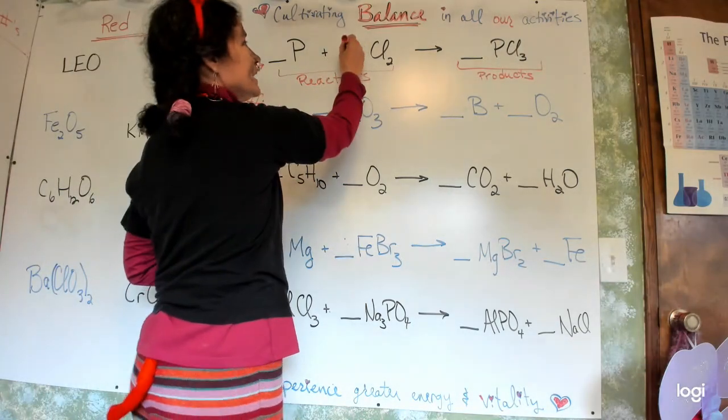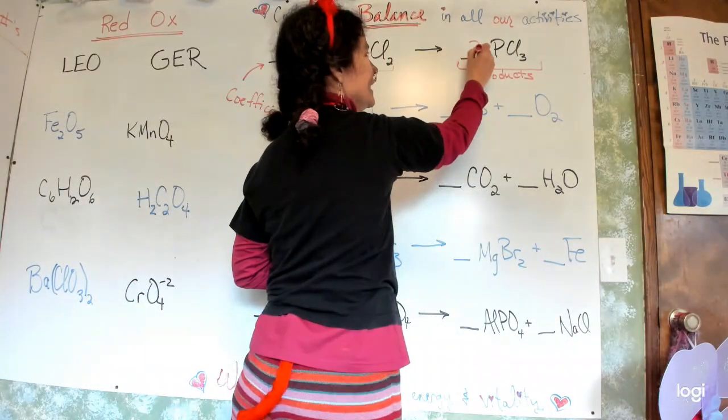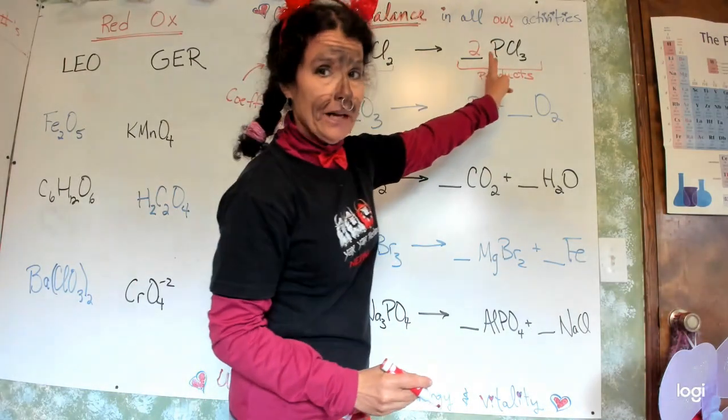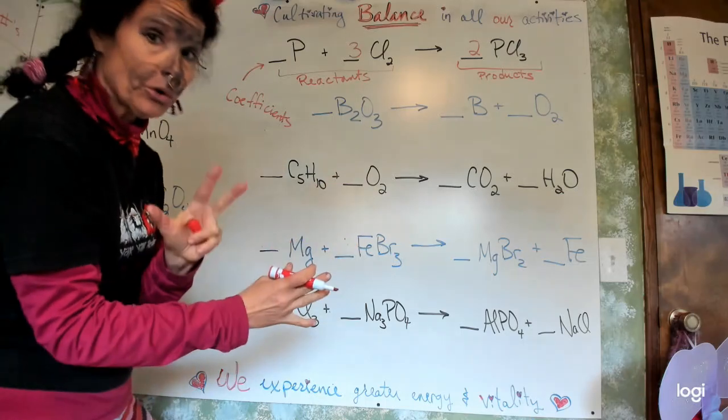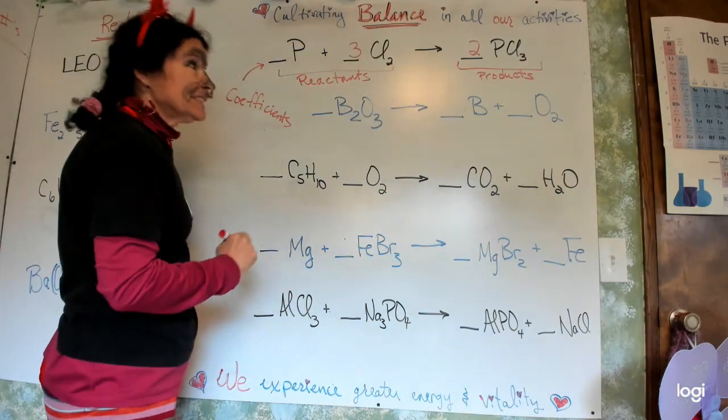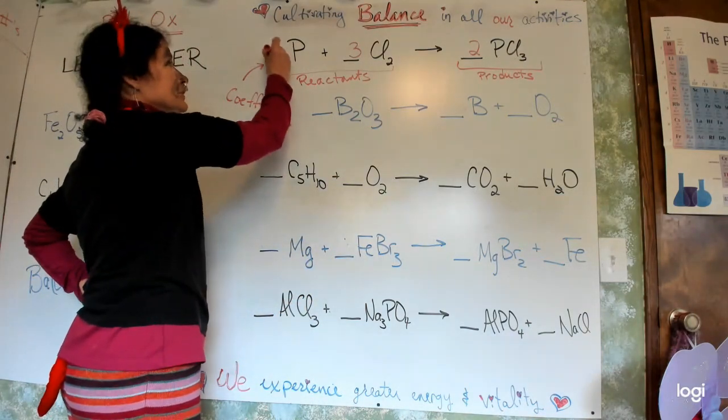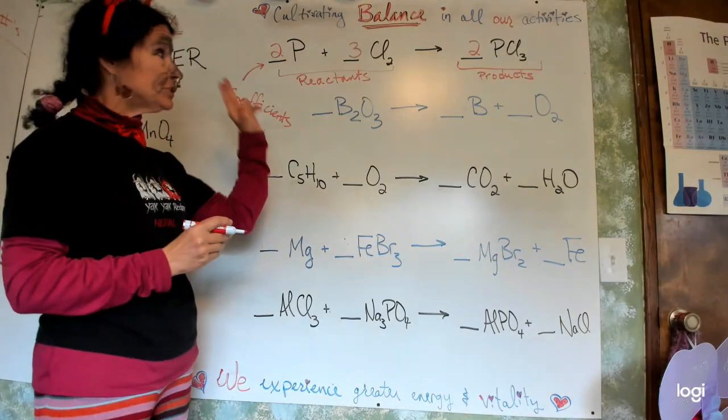So we would need a 3 here and a 2 here. You can't break the compound apart. That's what it made. So you put a 2 in front and that doubles the whole thing, which means you now have 2 P's. So we put 2 there. So we have 2, 3, 2.